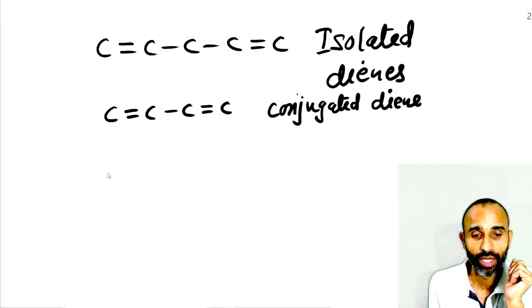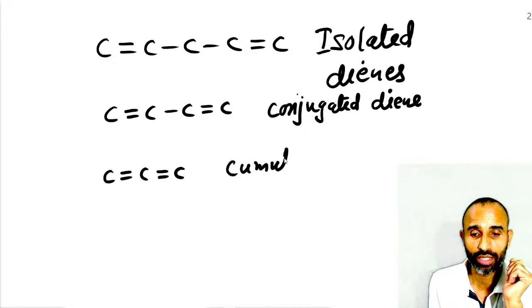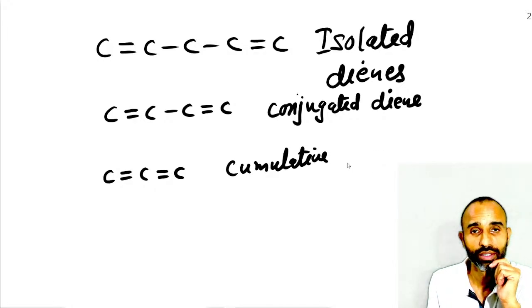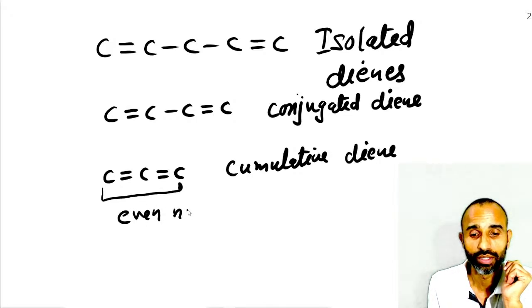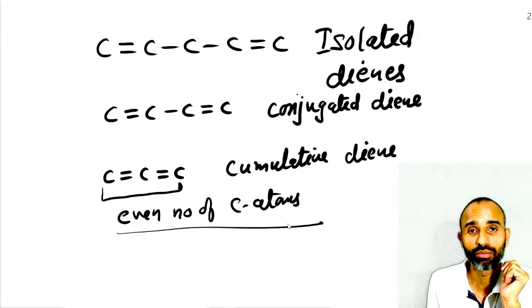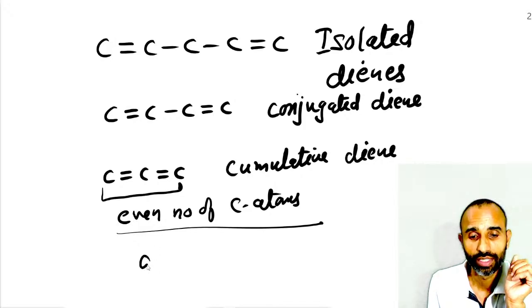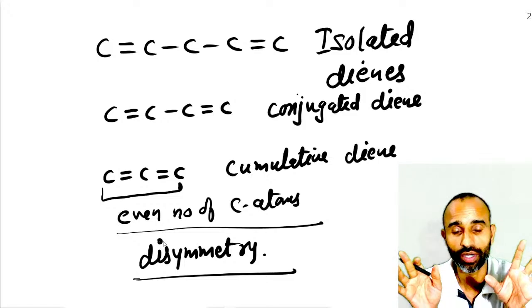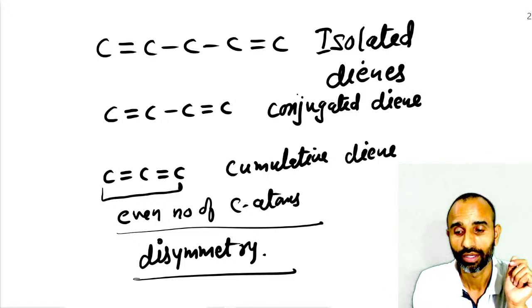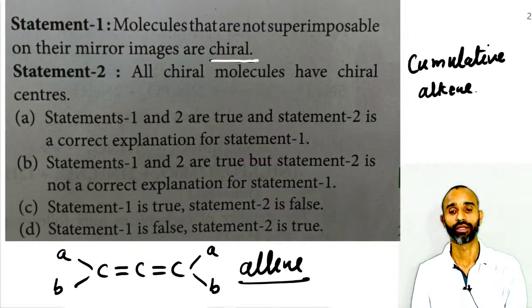And the other one is when double bonds are adjacent. They are called cumulative dienes. Whenever there are cumulative dienes with an even number of carbon atoms, they are always optically active. They have dissymmetry. Actually, dissymmetry is the condition for chirality.